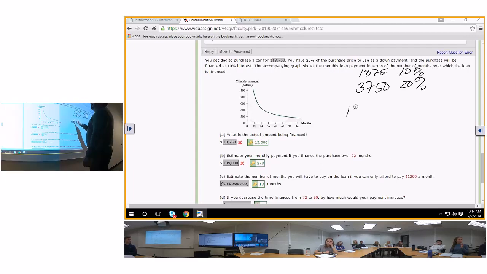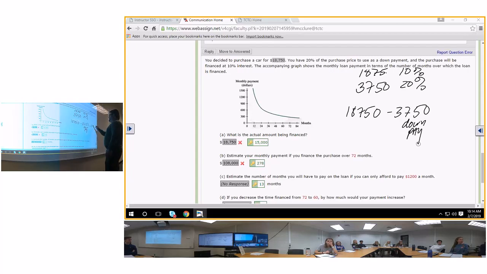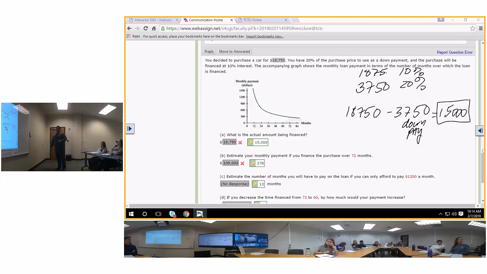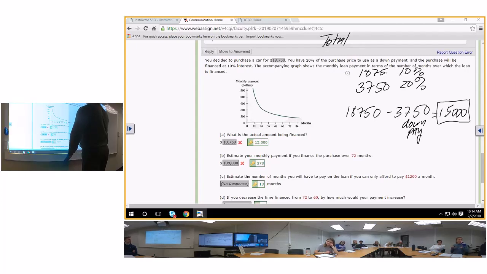Now 18,750 minus 3750, that's the down payment. That's equal to 15,000. So that's what the bank is going to have to finance. So that's how you get that one. You can use the Walmart equation, and say the total minus, I'm sorry, not the total.